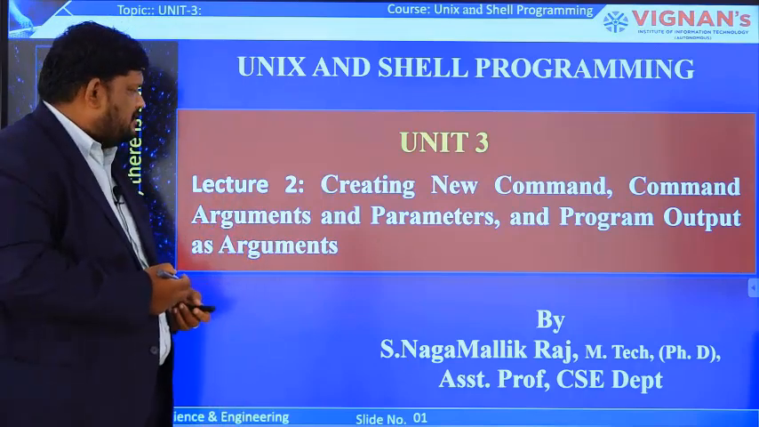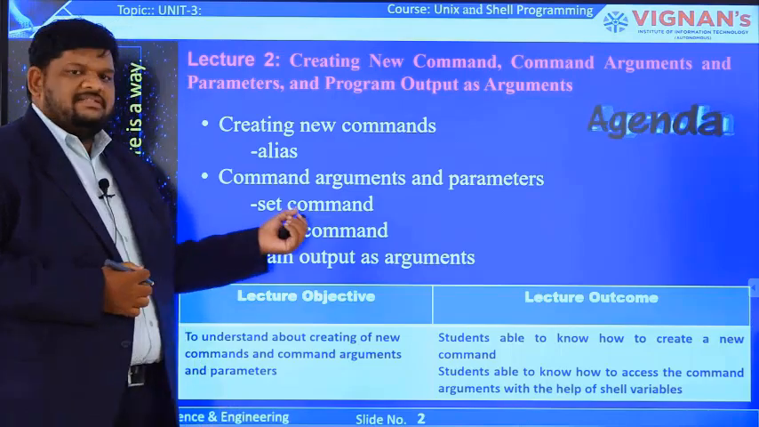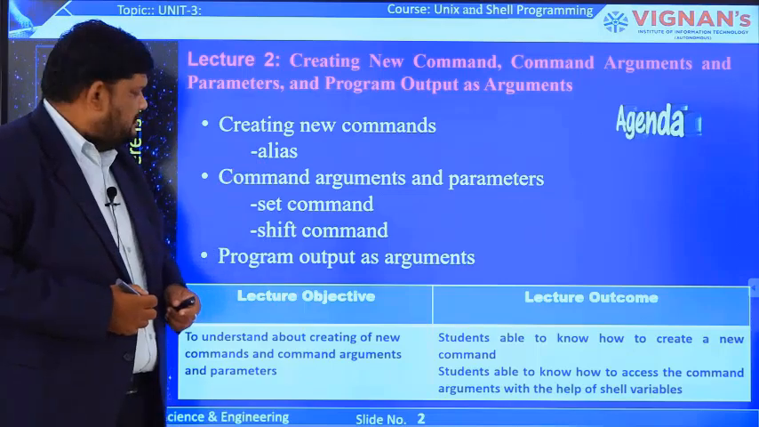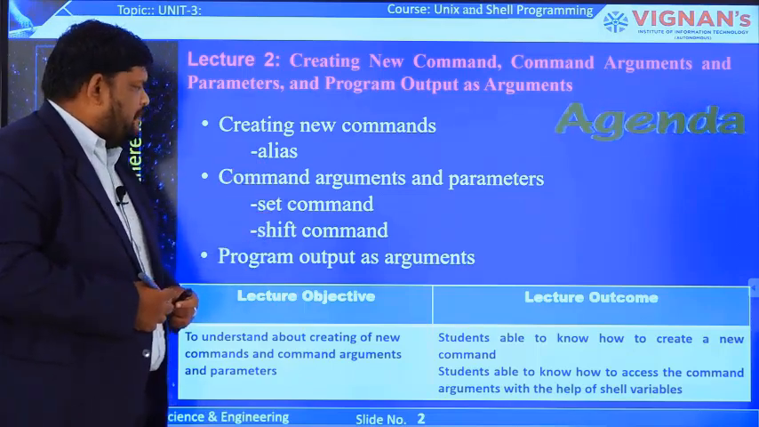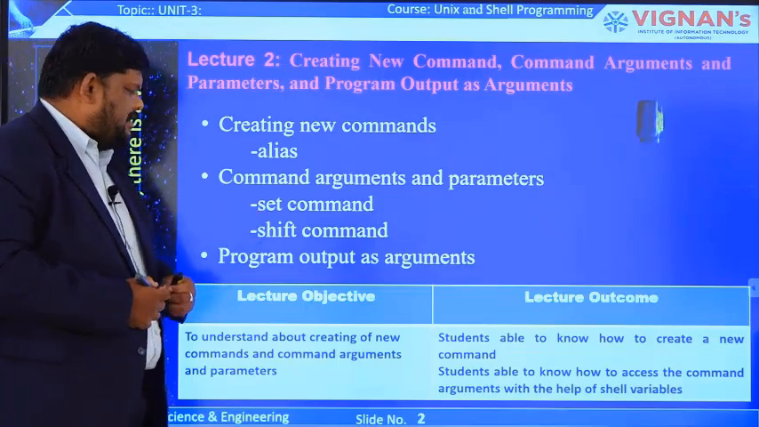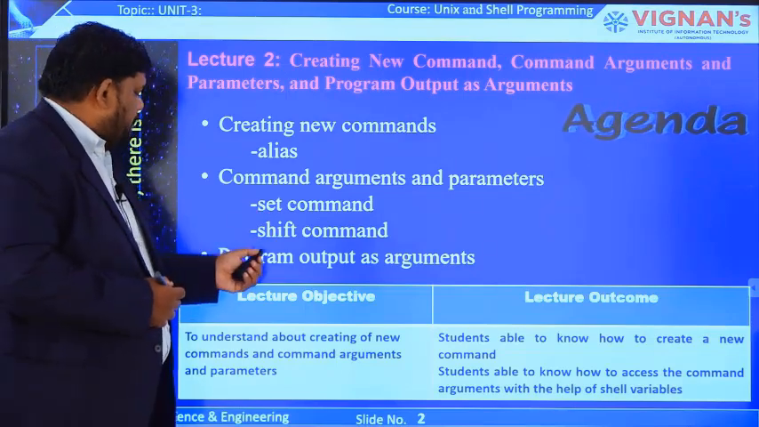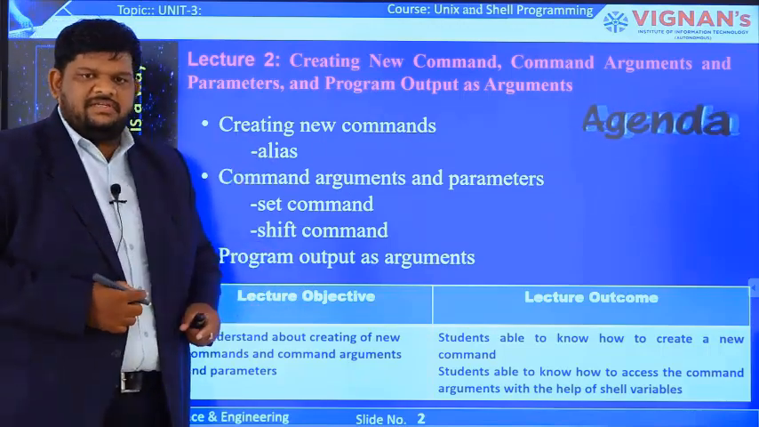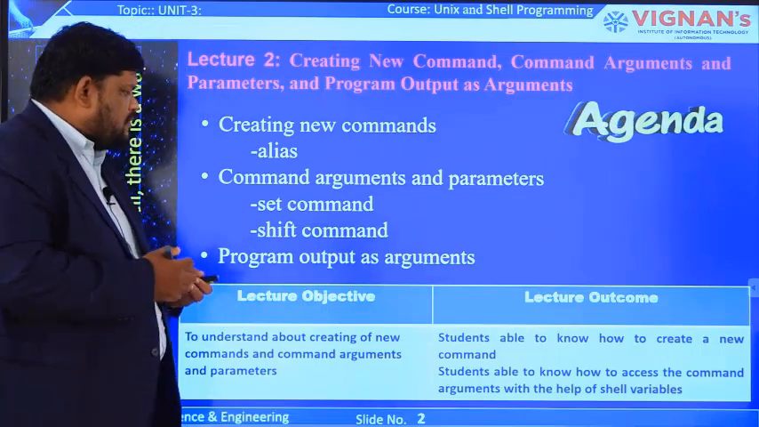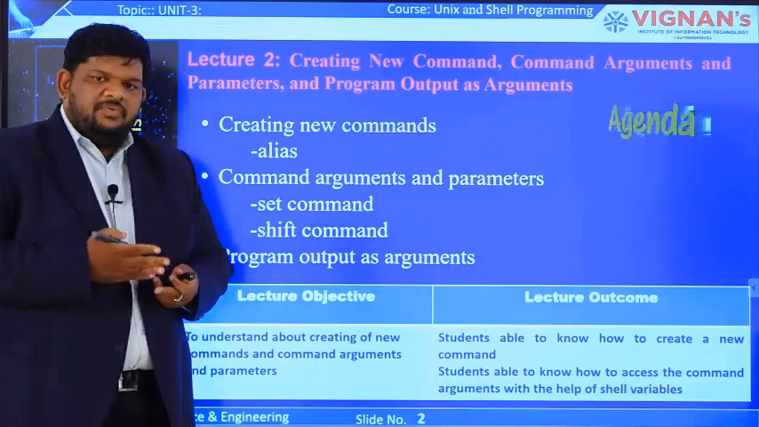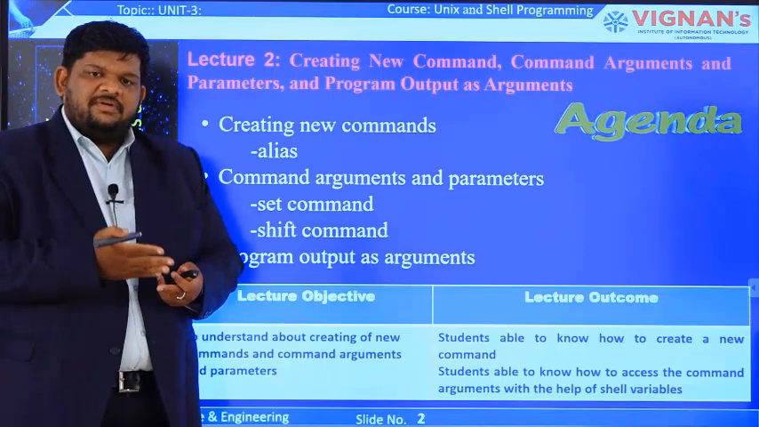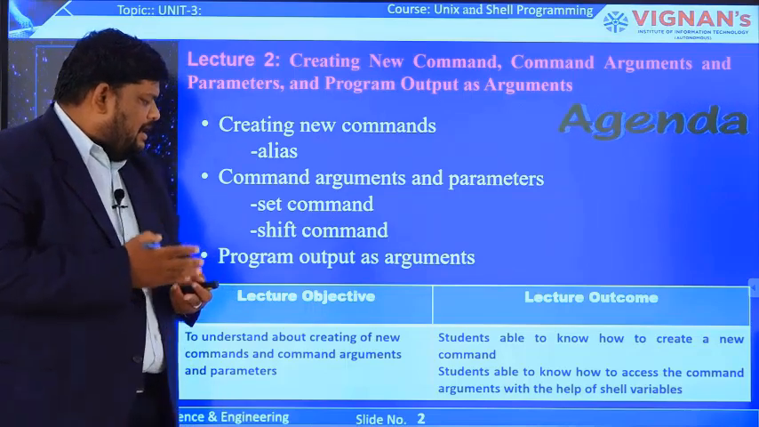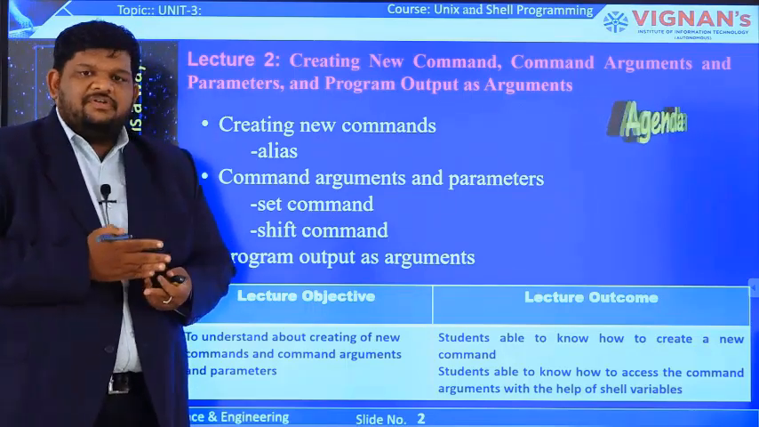Now coming to lecture 2, this is the agenda. One is creating new commands with the help of alias, then command arguments and parameters with the help of the set command and shift command, and next, program output as arguments. These are the contents we are going to cover in today's session. Coming to the lecture outcomes, students will be able to know how to create a new command, in how many ways we can create a new command. Not only that, students will be able to access the command arguments with the help of shell variables.